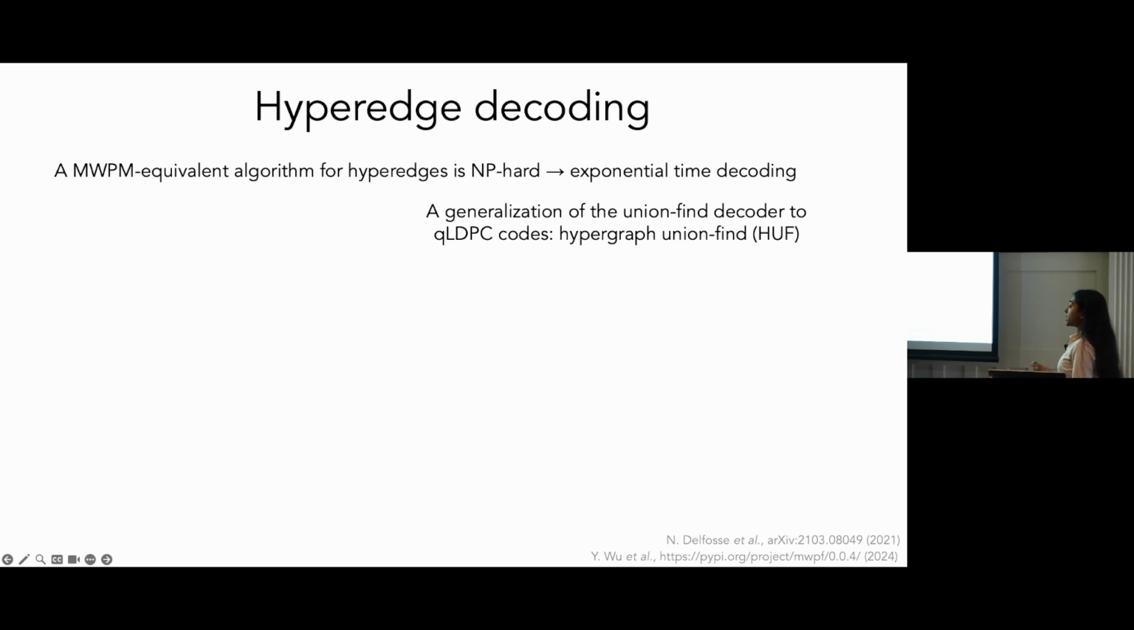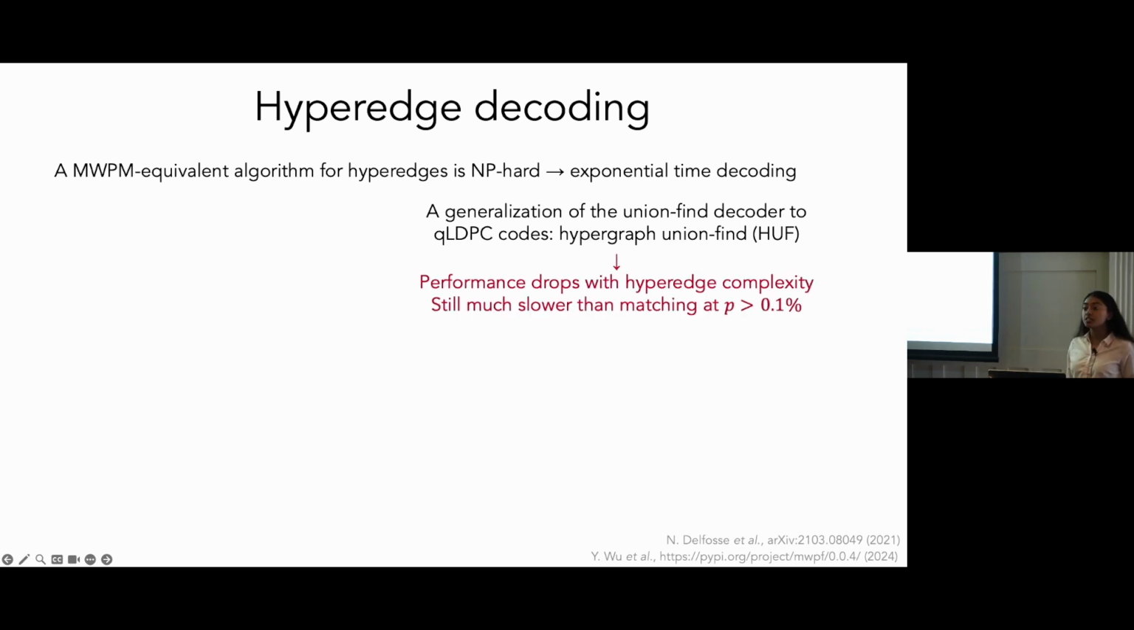But the drawbacks of this algorithm are that as the complexity of the hypergraph increases, it performs worse and worse, because the reasonable approximation it tries to find becomes less and less close to the truly maximally accurate solution. And additionally, because it's trying to solve a quite complicated problem, it's quite slow at reasonable error rates compared to a matching decoder. So let's look at the performance of this HUF algorithm on 2 example experiments.